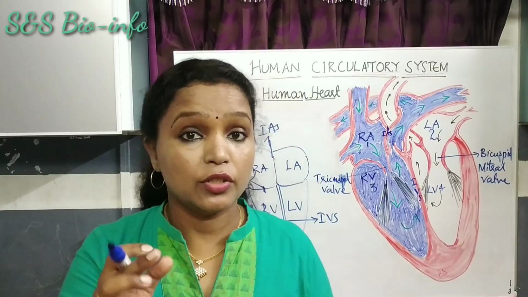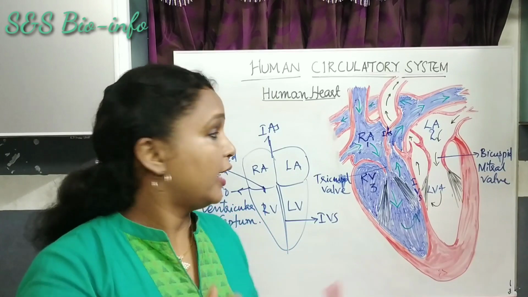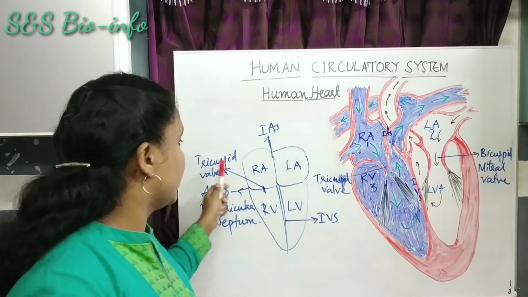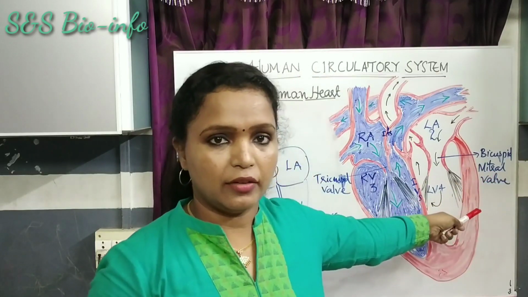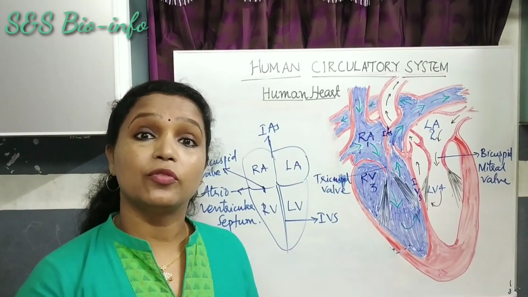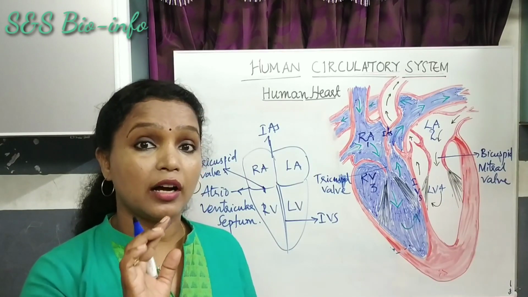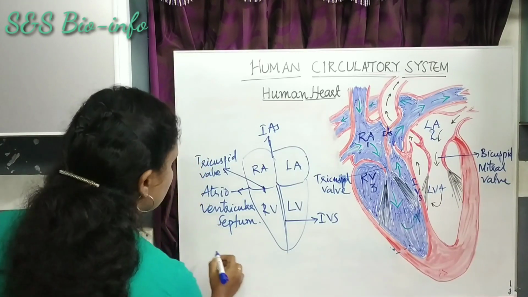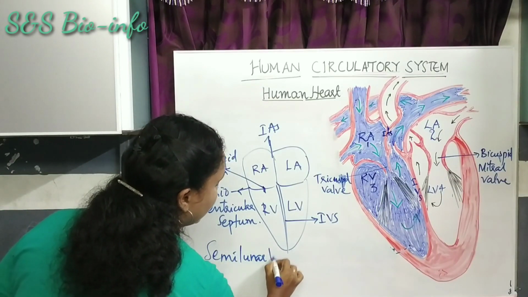So these are the 2 valves in between the atria and the respective ventricles. On the right side there is the tricuspid valve. On the left side, the bicuspid or mitral valve. The third type of valves are semilunar valves. Semilunar valves are half moon shaped valves.